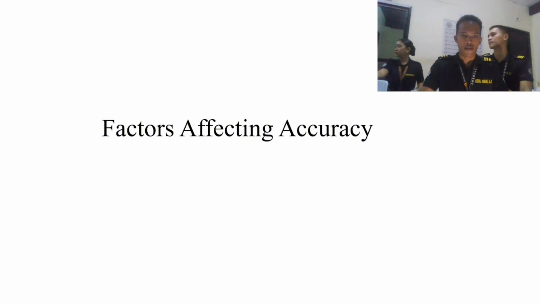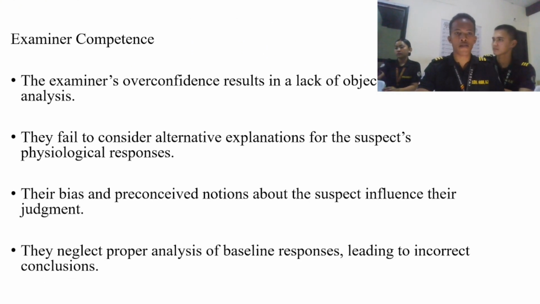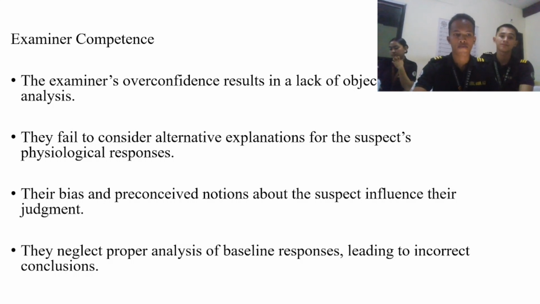I'm Aaron John Pabiliran, the next reporter, and my assigned report is factors affecting accuracy. First, examiner competence. The examiner's overconfidence results in a lack of objectivity and critical analysis. They fail to consider alternative explanations for the suspect's physiological responses. Their bias and preconceived notions about the suspect influence their judgment.